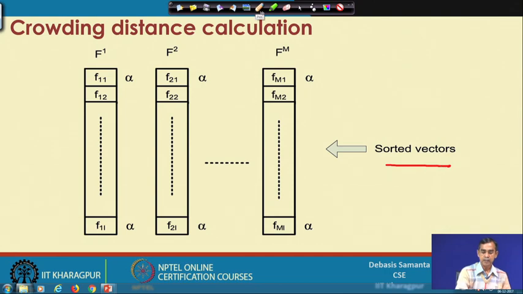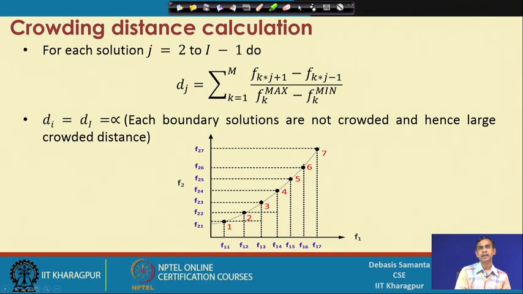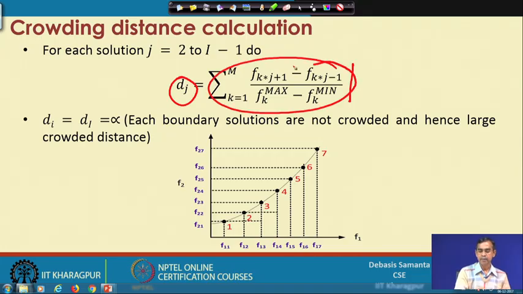Once the sorted vector is obtained, then we shall be able to calculate the crowding distance of each solution easily. This method is proposed in NSGA-II. The crowding distance dj for any jth solution can be obtained using this formula. This formula can be checked yourself.